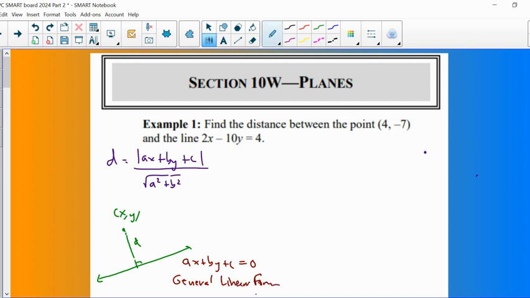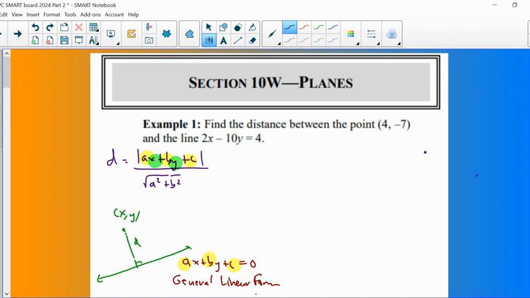Now you can see exactly where the a, b, and c come from. There are your coefficients a, b, c. Those go in the top of the absolute value, and your point x comma y also goes there as well. So you have to know this formula, the distance formula between a point and a line. I just wanted to go through a couple of examples.